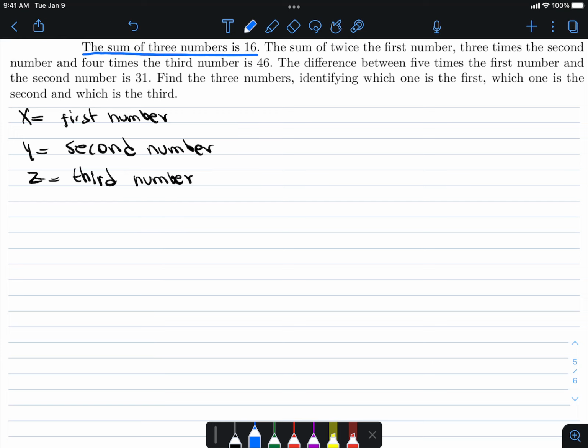So the first sentence says that the sum of the three numbers is 16. So that means if I add the three of them, I get 16. So that's what the blue sentence says.